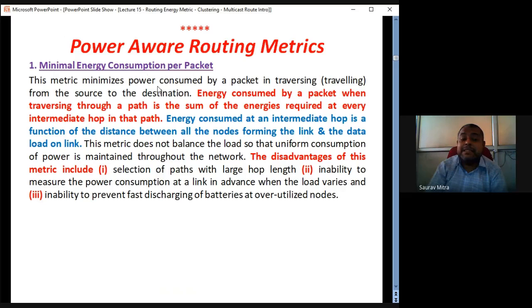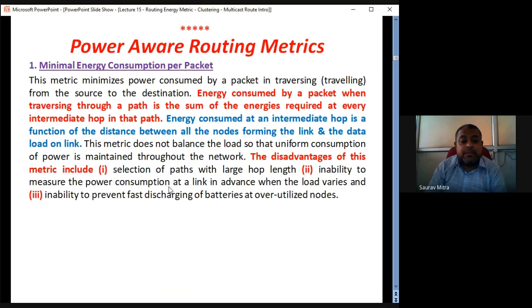So minimal energy will be achieved if the data packet load is shared over all the paths between sender and receiver. But it does not happen, because this metric, minimal energy consumption, has disadvantages. Selection of paths with large hop length. That means if the distance between the sender and receiver is too big, every data packet transmission will cause more power consumption at the transmitter and receiver.